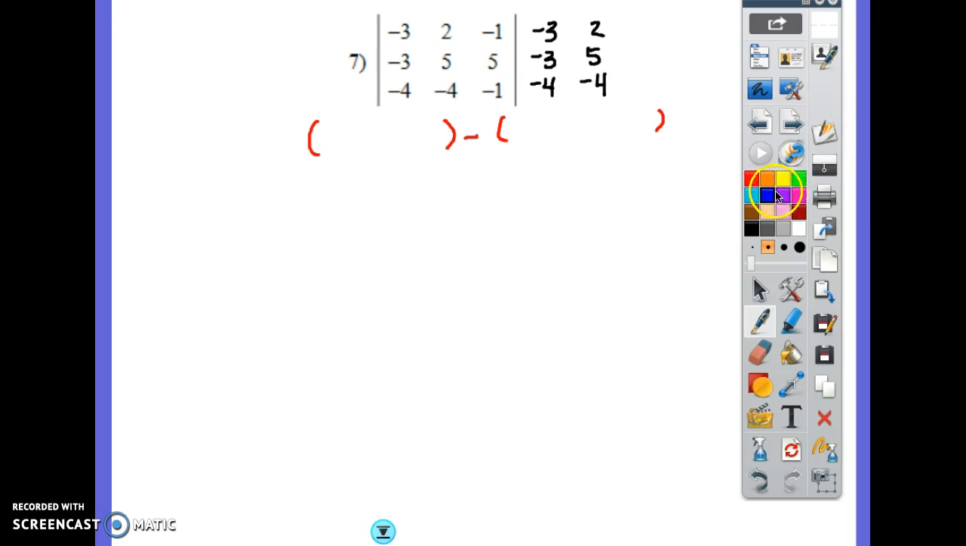Alright, so the first thing I'm going to do is take and find my diagonals of my primary. So starting in the upper left corner, I'm going to create a diagonal, and I'm going to multiply those numbers. So negative 3 times 5 is negative 15, and negative 15 times negative 1 is positive 15.